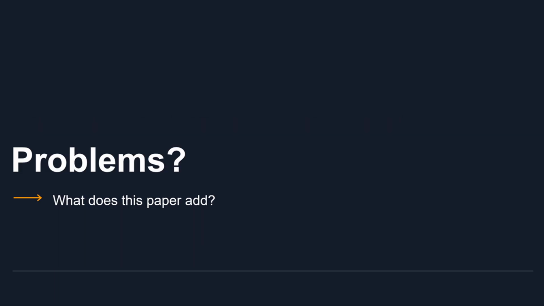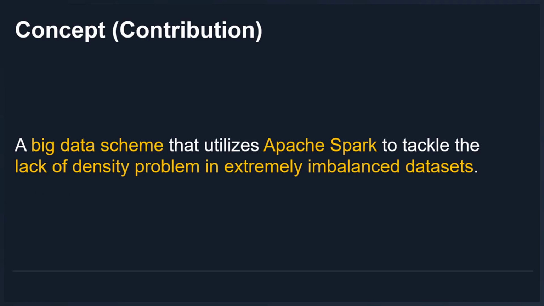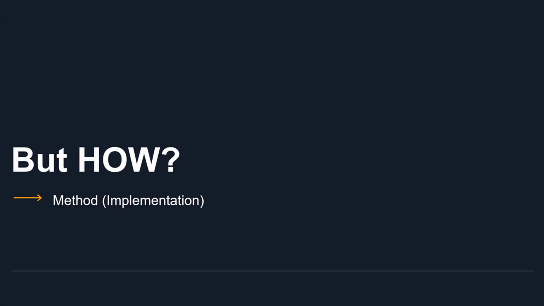So what are the problems that we're trying to address here, and what does this paper actually contribute? Well, this paper offers a big data scheme that utilizes Apache Spark to tackle the lack of density problem in extremely imbalanced datasets. And if you're wondering what the lack of density problem is, it's a situation where there are not enough instances of the minority class to learn the distinguishing patterns or features that differentiate it from the majority class.